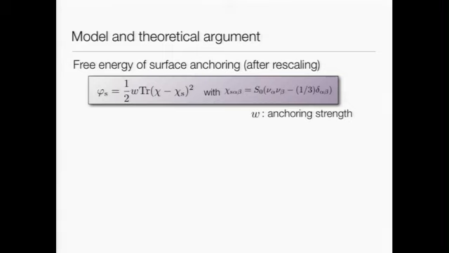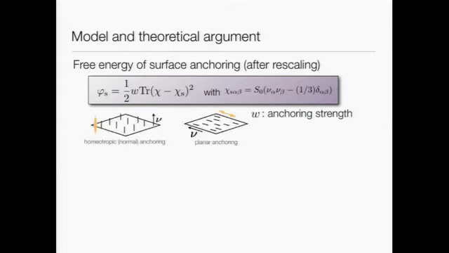Yeah, and so now let me mention the surface anchoring energy, and so here I adopt a simple quadratic form, with some value of the order parameter preferred by the confining surfaces, and so by choosing an appropriate value of this chi s, we can model surfaces, say, with homeotropic anchoring or planar anchoring.